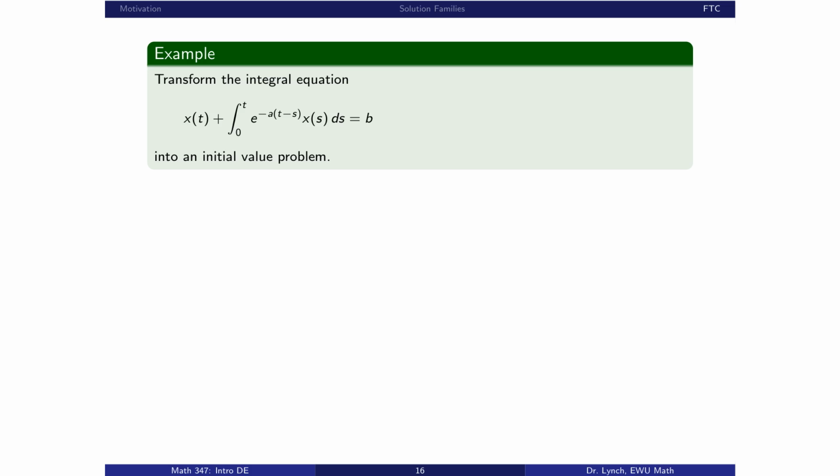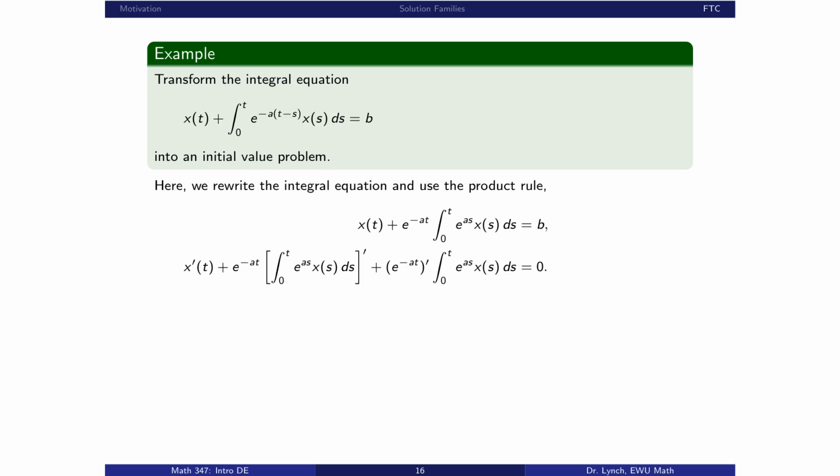So in order to transform this into an initial value problem, we'll begin by manipulating the integral a little bit. As you can see, the function of t underneath the integral is constant with respect to the variable of integration s. So we can use properties of the exponential function to factor out e to the minus at. Once we've done that, we can introduce a derivative, just taking the derivative of this expression, x of t plus e to the minus at times an integral from 0 to t of e to the as x of s ds equals b with respect to t.